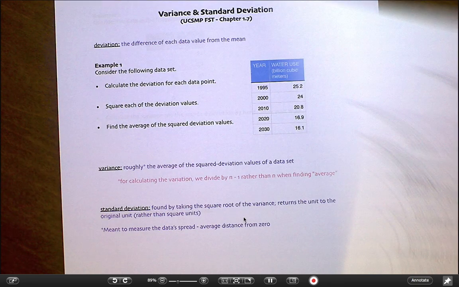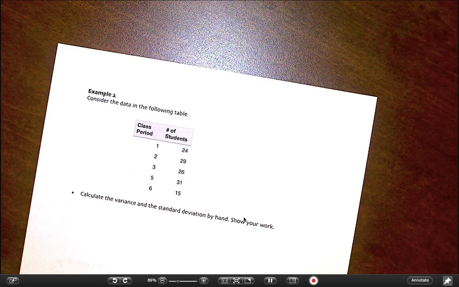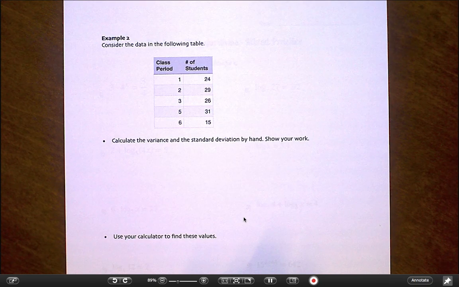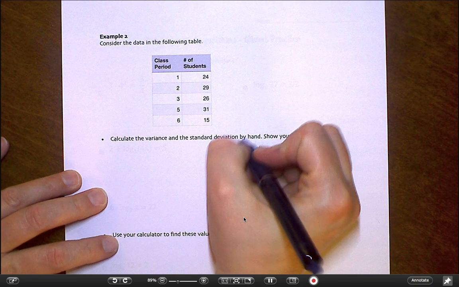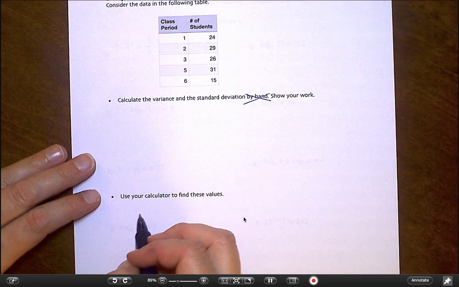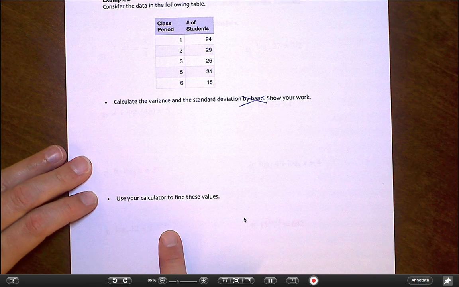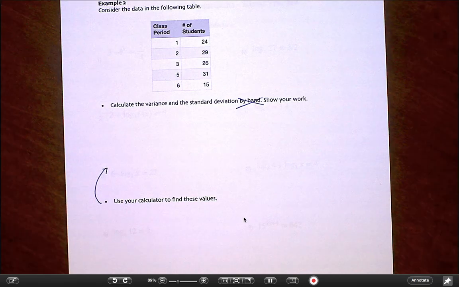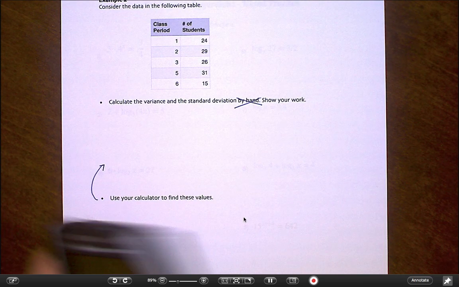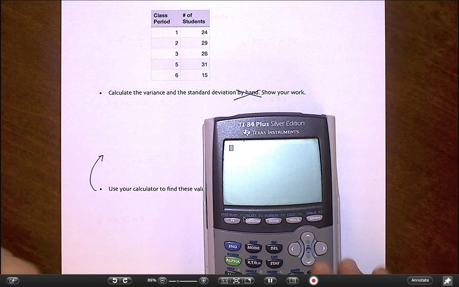Okay, so let's take a look at, oh, that's the same page again. Hold on. Here we go. This example here says calculate the variance and standard deviation by hand. Again, we're not worried about the by hand piece. I'm just going to focus on this use your calculator step. I might go ahead and do it up here though, just so I'm not sliding the paper back and forth a whole lot. So in our calculator, we want to put this data table in.